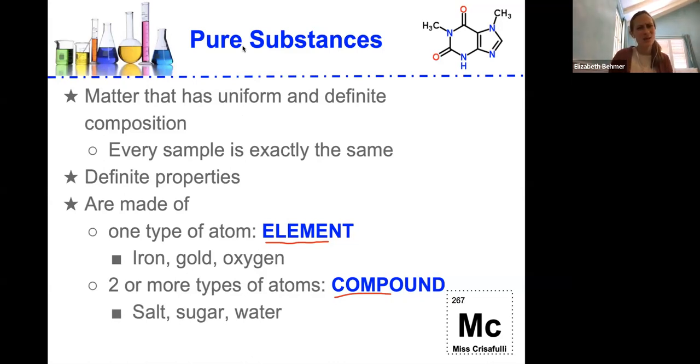So I'm going to say it one more time. An element has one type of atom, and that's like iron, gold, or oxygen. And we have elements listed in the periodic table. But if we take two or more types of atoms together, we get a compound. So sodium chloride is salt or table salt that combines sodium with the abbreviation Na and chloride with the abbreviation Cl. And then water is made up of two hydrogen. So we put H2 for two hydrogen and then an oxygen. So those are examples of compounds.